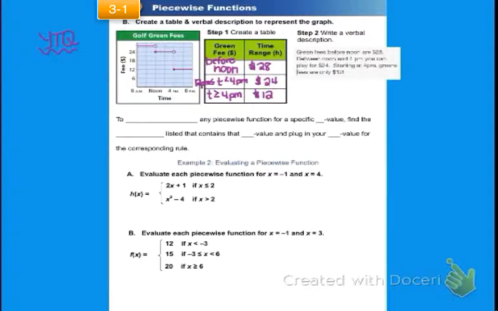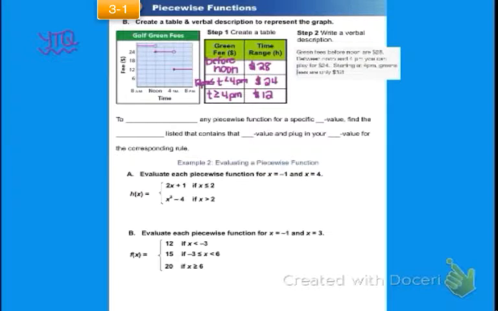So then the next interval dropped down in price to only $24, and that was starting at noon, and I know it included noon because the solid dot is actually on that step of the graph. It goes up to just under 4 p.m. So again, the open dot associated with just a less than in my table. And then finally, the lowest price of the day is starting at 4 o'clock, and that's only $12. So I guess they call that like twilight golf.